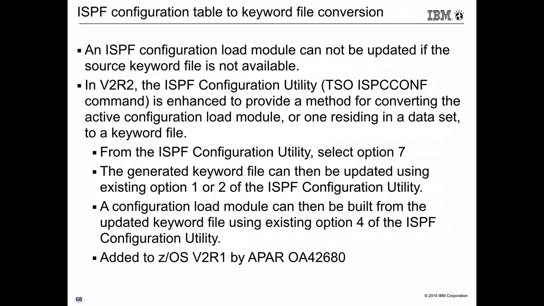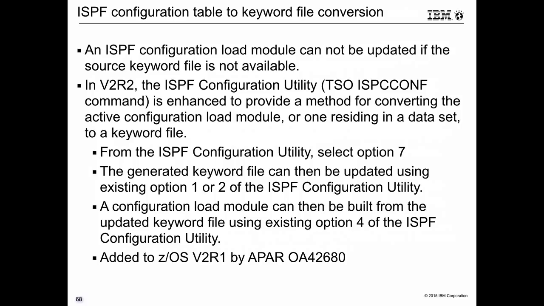This next one could have been in the first half of this presentation because it's available on 2.1 and has been available on 2.1 for a while now, but officially speaking, it's a 2.2 item. And it's an item where you have the ability now to generate a keyword file from an existing ISPF configuration load module. So the scenario might be that you want to go in and tweak some keyword settings in the ISPF configuration utility, but you're not sure if your current keyword file is accurate. Maybe you've lost it, maybe you don't know if the one that you have is the one that your current load module is based on.